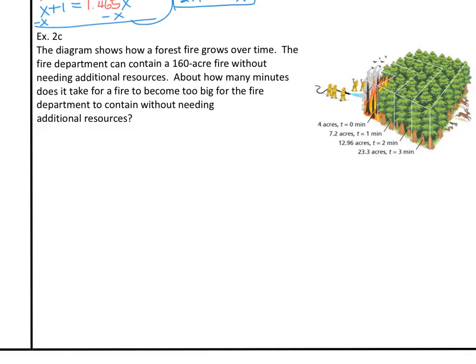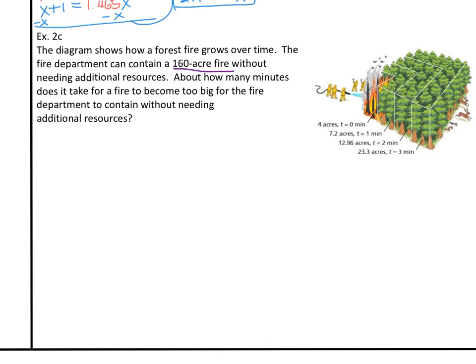And last but not least, we'll end our lesson today with some application. It says the diagram shows how a forest fire grows over time. So as you look to the right, initially it starts off with burning 4 acres, and then it goes up to 7.2, 12.96, and 23.3. So it escalates pretty quickly. It says the fire department can contain a 160-acre fire without needing additional resources. About how many minutes does it take for the fire to become too big for the fire department to contain without needing those additional resources?